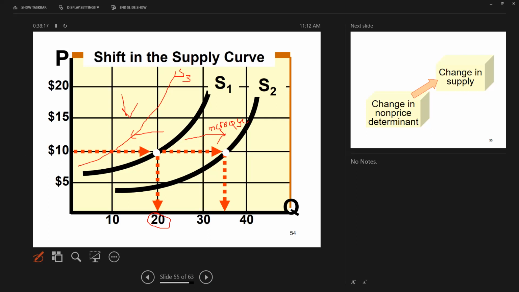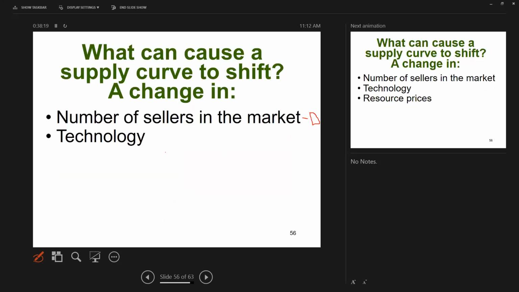Okay. The next thing, technology. I already showed you that on the previous graph, but an increase in technology will cause an increase in supply, will shift the supply curve to the right. A decrease in technology would shift the curve to the left.